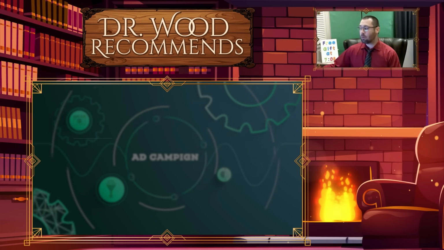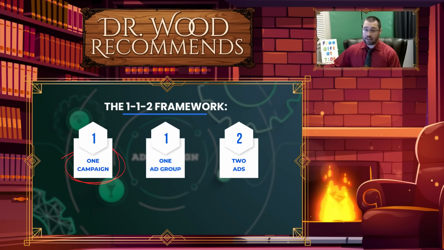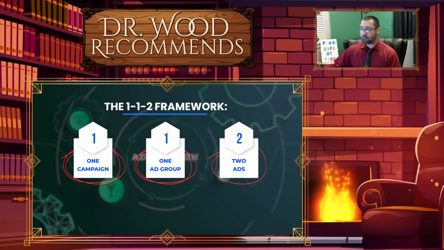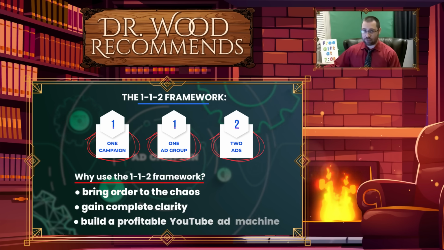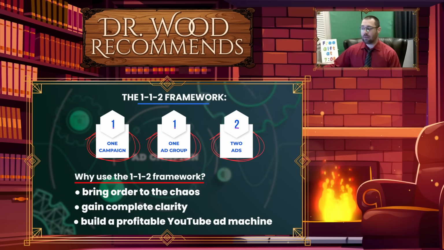And that's it. The 1-1-2 framework, 1 campaign, 1 ad group, 2 ads. It's the simplest way to bring order to the chaos, gain complete clarity, and build a truly profitable YouTube advertising machine.